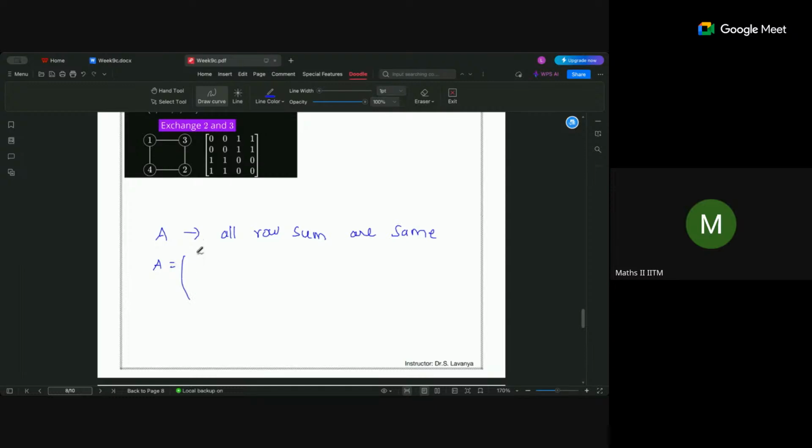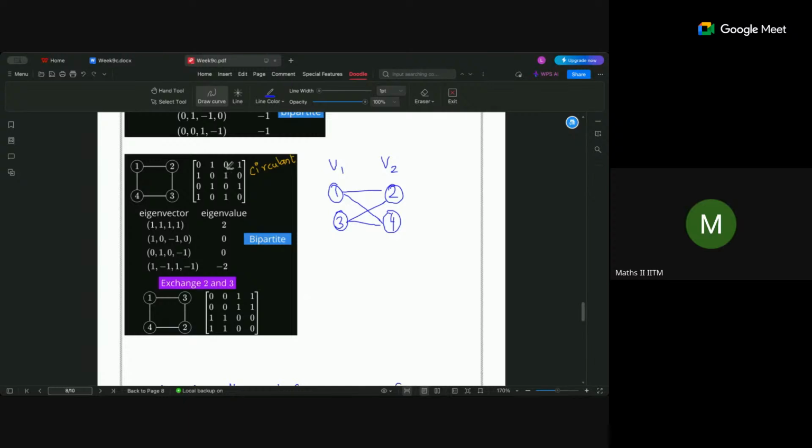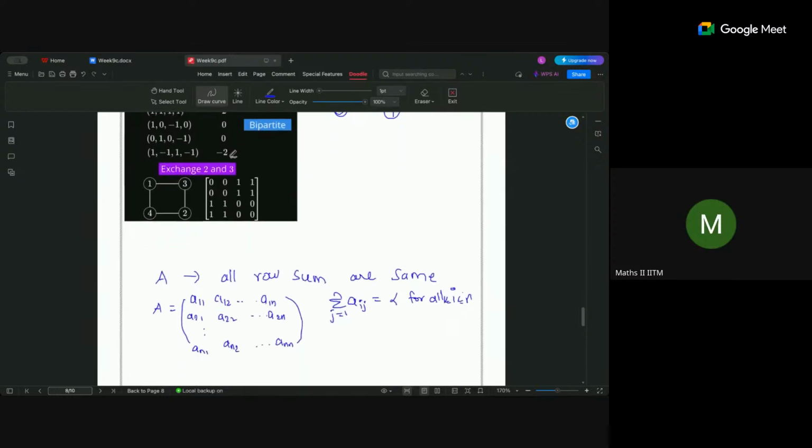So suppose A is the matrix with entries a11, a12, etc., a1n, a21, a22, etc., a2n, and so on up to an1, an2, etc., ann. Now the summation over j from 1 to n of a_ij is equal to alpha for all i, where 1 is less than or equal to i is less than or equal to n. If this holds, what can you say? In this particular case, what is your alpha? 2. Right.